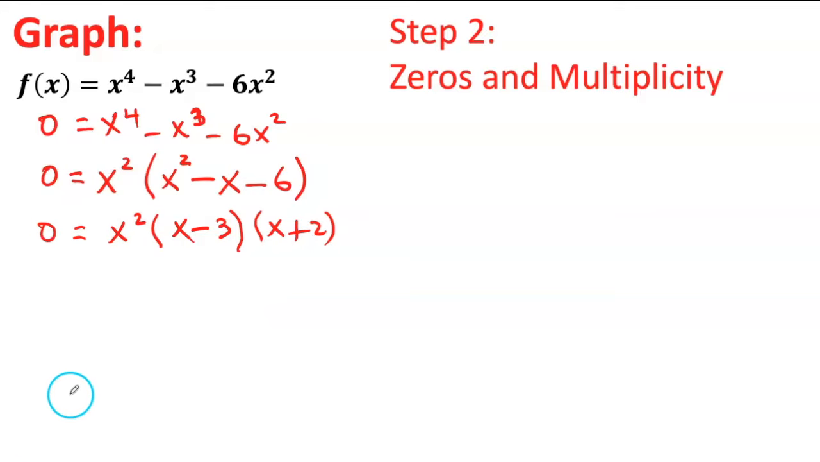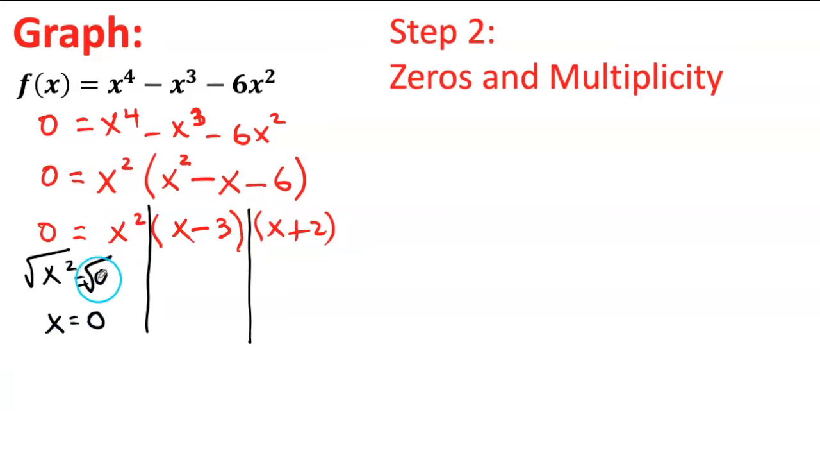Once I factor, I have to find the values of x. So let's break all those factors. I have x squared equals 0, square root, x equals 0, right? Plus or minus doesn't make sense right now because it's a 0. So x equals 0. But where did this come from? It came from the x squared. I had to do a square root of this. Therefore, I have two of the same, so my multiplicity here is 2, which is even.